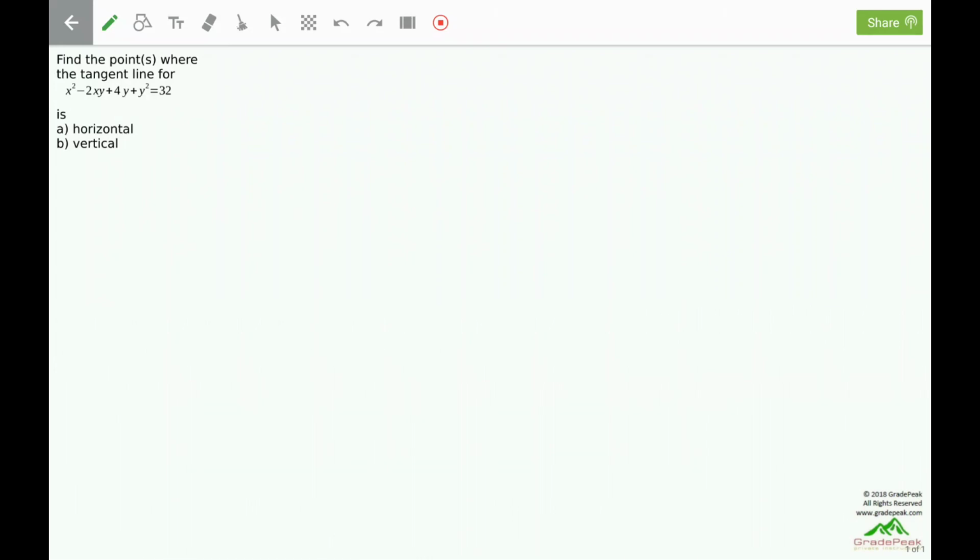Find the point or points where the tangent line for x squared minus 2xy plus 4y plus y squared equals 32 is (A) horizontal, and (B) vertical. A horizontal line has the slope of 0. A vertical line has the slope of positive or negative infinity. We want the slope of the tangent line, which is the derivative, to be these two things.